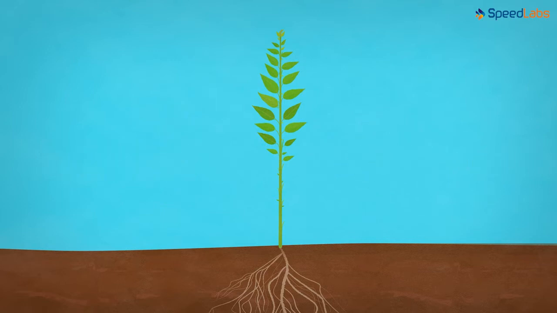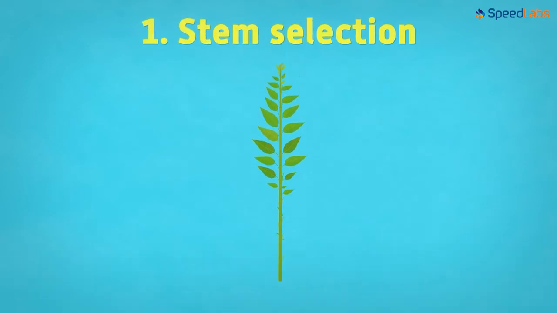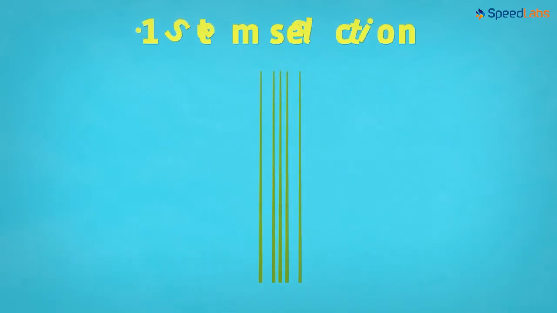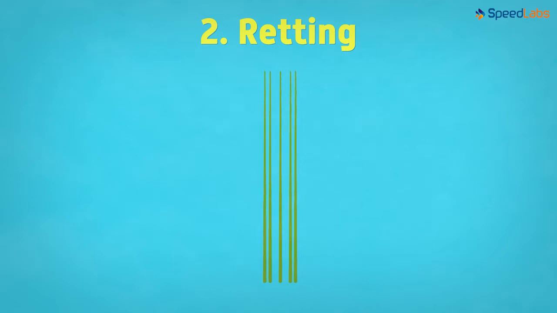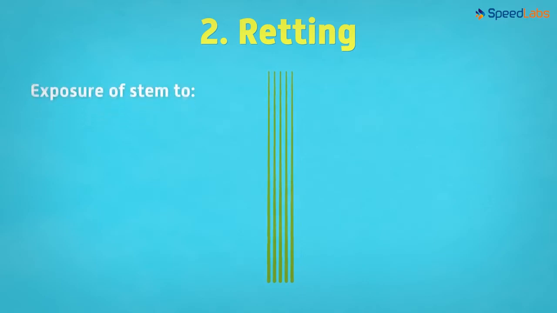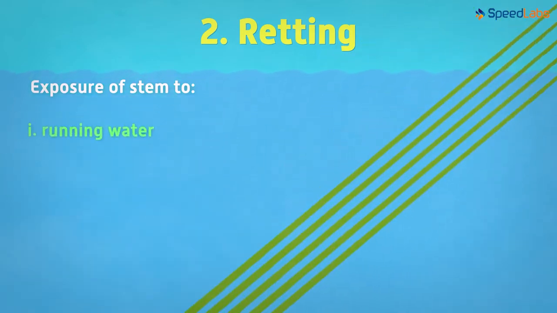The first step is where the stem of the plant is selected and cut appropriately. The next step that follows is retting. What is retting? It is simply a process where the subject, as in this case the stem of the jute plant, is exposed to two major factors. One is running water and the second is microbial activity.